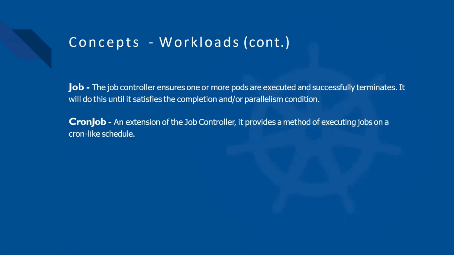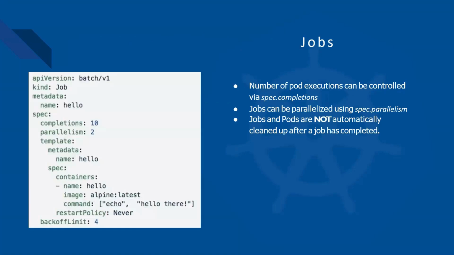Next concept, workload for the job: a Job ensures one or more executions will successfully terminate. It will run until completion. Let's say you want to control a job's pod execution. You can do it by using the Job option, and CronJob, as the name suggests, is used for crons. In the same way, you have to make sure the kind is Job, the name is hello, completions is 10, parallelism is 2. These are the value options, and the name is hello. This is a name basically. Container name, image is alpine latest, and command is echo hello there. You can write any job, whatever.